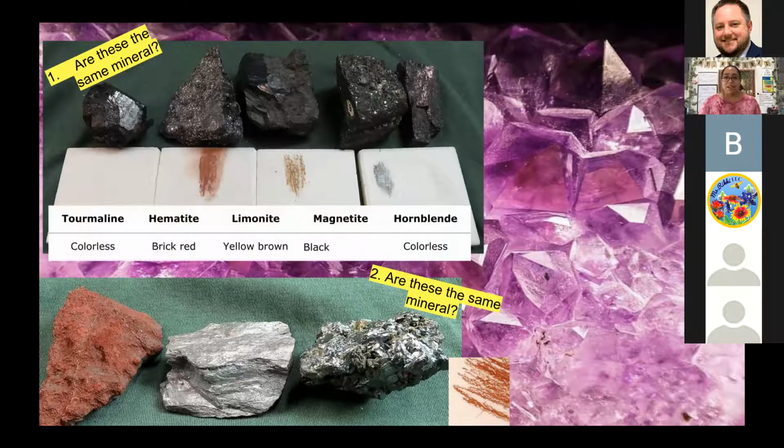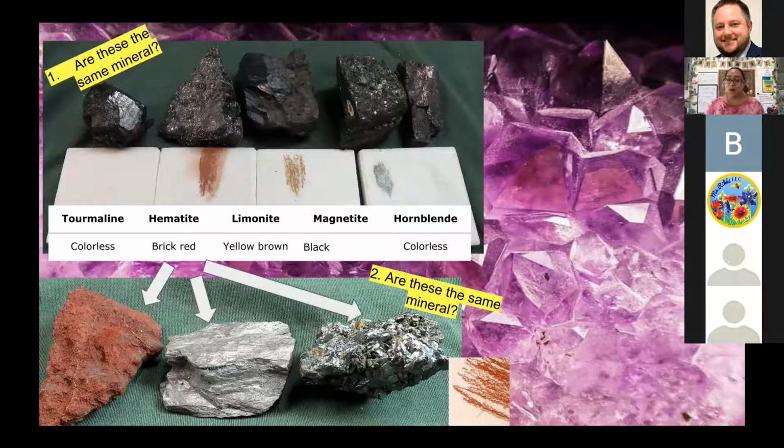So I'm going to go ahead and review what we have on the slide. Here for part 1, those are all 5 different minerals. They look the same, but when we do that streak test, they have different streak colors. So that lets us know that they are actually all different minerals. Now let's take a look at this bottom picture. All 3 of these are actually the same mineral. They are all a form of hematite.